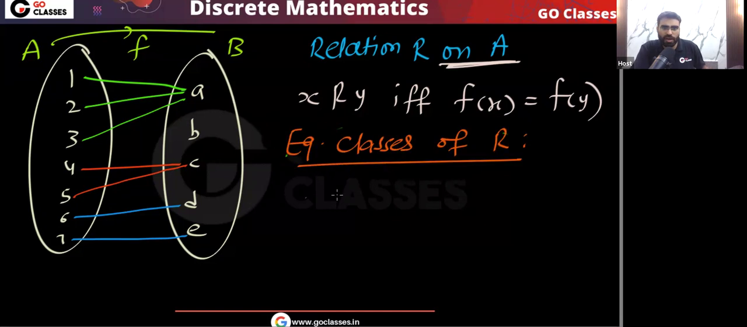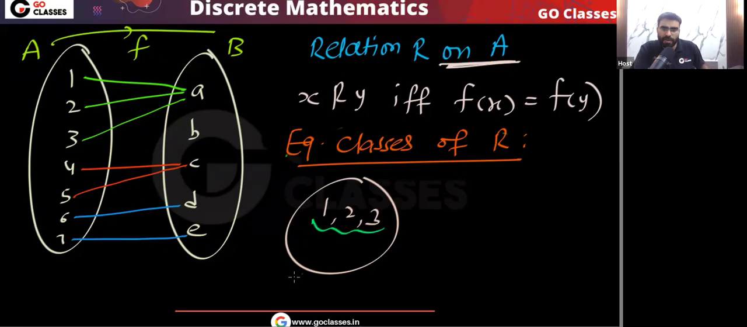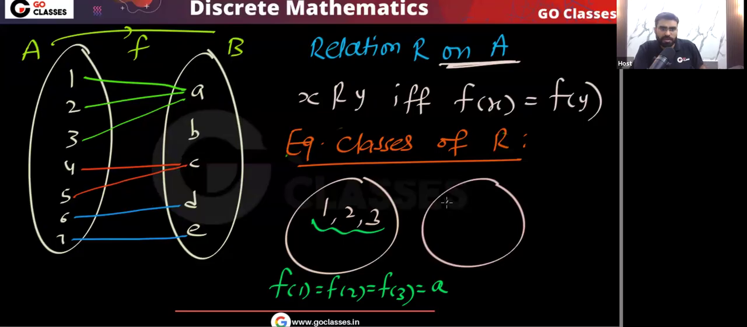So equivalence classes of R will be like this. In one equivalence class, you will put 1, 2, 3 because all of them are mapping to A. Yes or no? I can say because F1, F2, F3, all of them are mapping to A. In another equivalence class, whom will you put? You will put 4, 5. Why? What is the reason? Because F4 is the same as F5 and they are mapping to C.